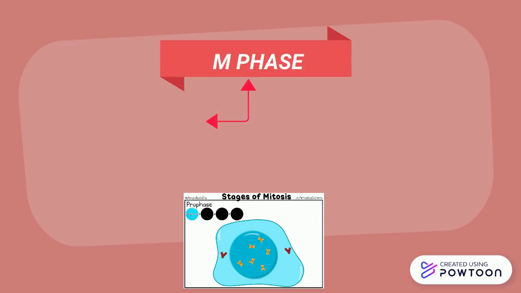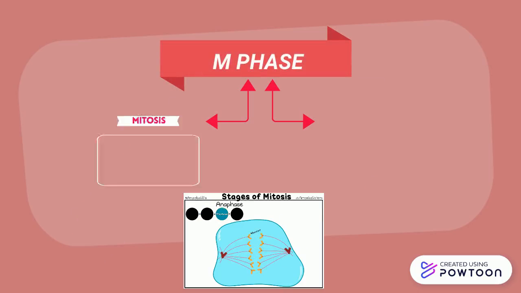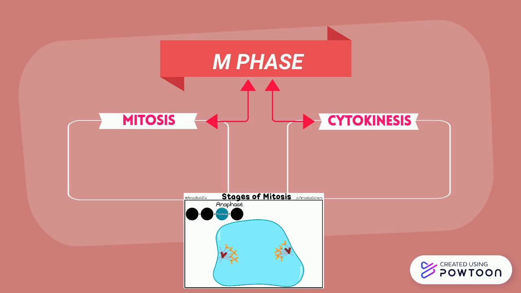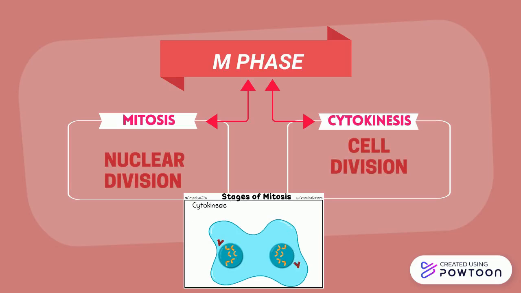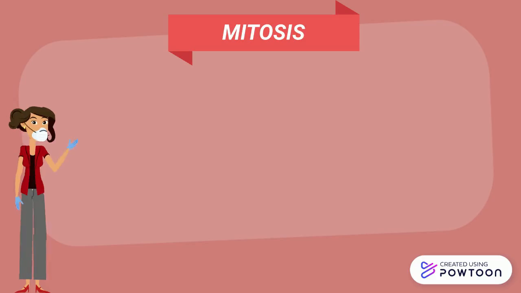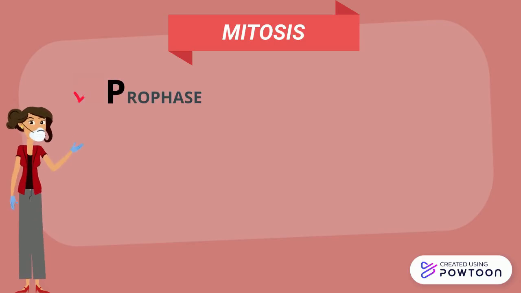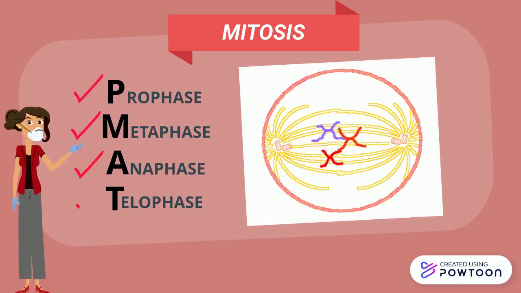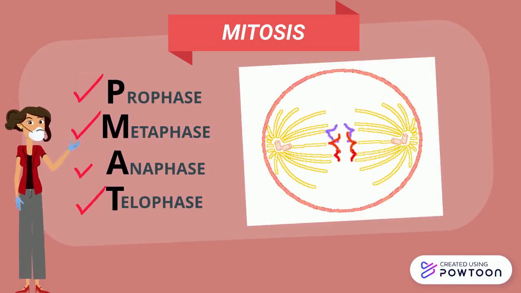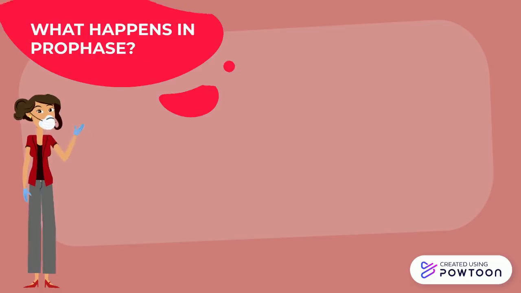M phase involves two distinct division-related processes, and these are mitosis and cytokinesis. Mitosis is the nuclear division, and the cytokinesis is the cell division. Mitosis has four phases, and these are prophase, metaphase, anaphase, and telophase, and we will discuss each one of them in the coming slides. So what happens in prophase?